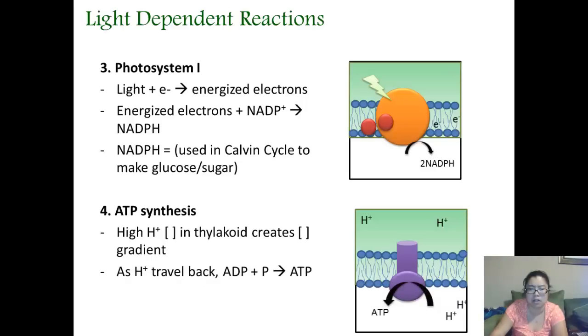And this is how the four steps of light-dependent reactions happen. Thank you for watching, and we'll see you at the next lecture.